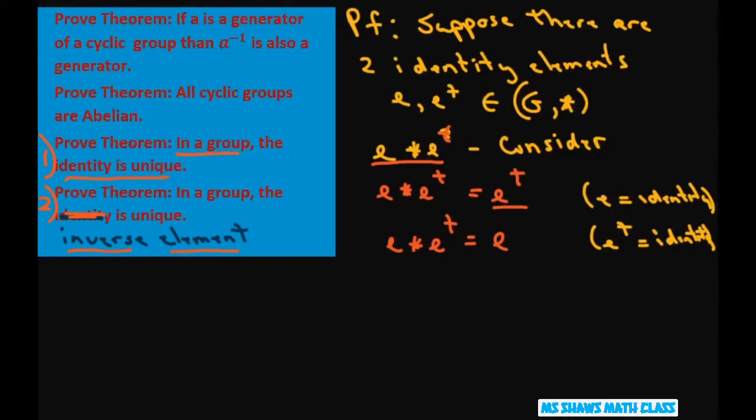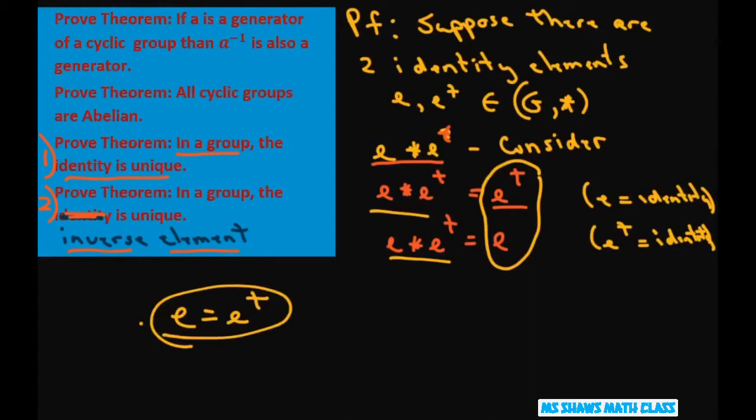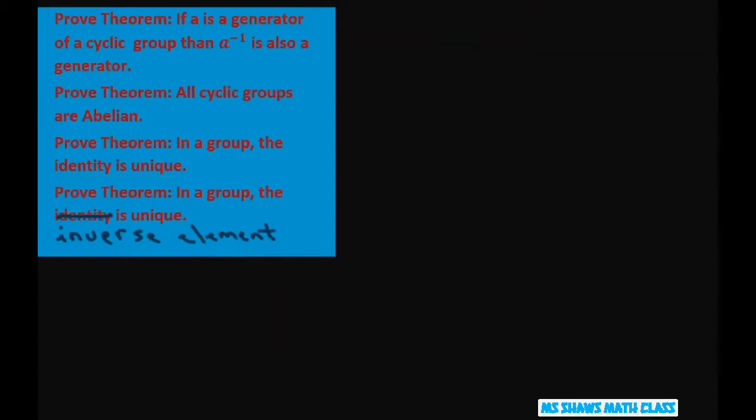Since these are the same and these equal, we have E equals E prime. Hence, they equal and they're not separate. They're the same.